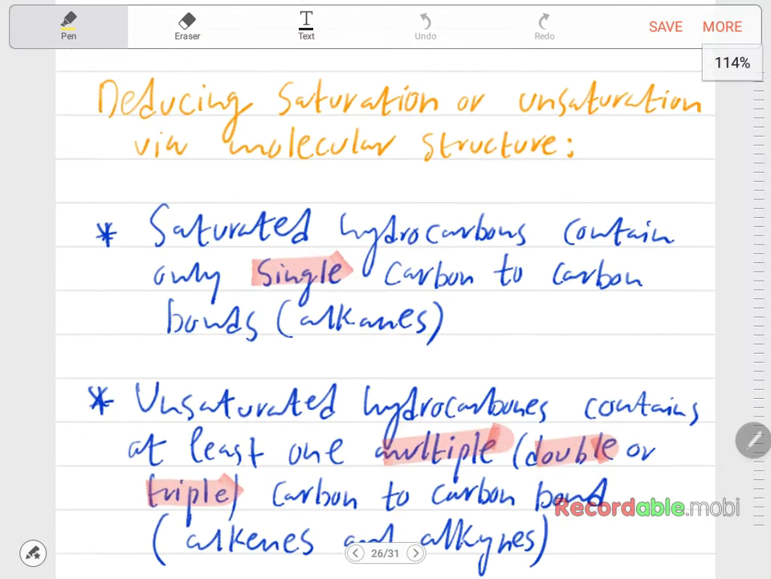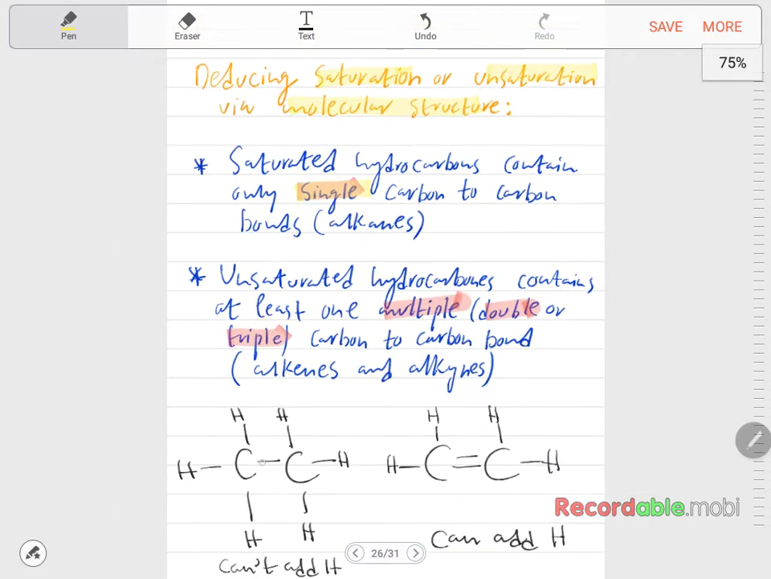So, how do we determine if a hydrocarbon is saturated or unsaturated via the molecular structure? Saturated hydrocarbons contain only single carbon-to-carbon bonds. For example, alkanes, just like here, only have single bonds. You don't have any double or multiple bonds. Unsaturated hydrocarbons contain at least one multiple bond, which could be a double or triple bond. We have only been introduced to the double bond, which is within the scope of the syllabus. But you should also know that triple bonds do exist.